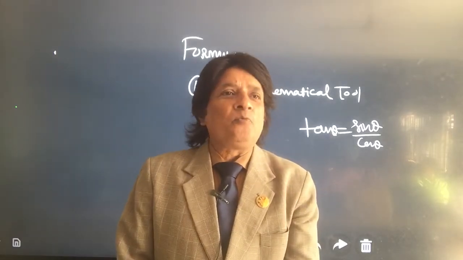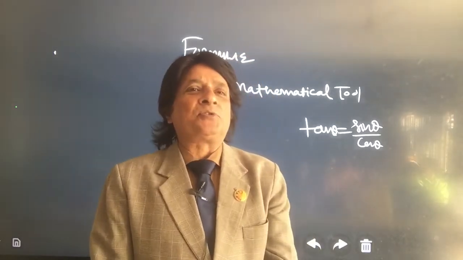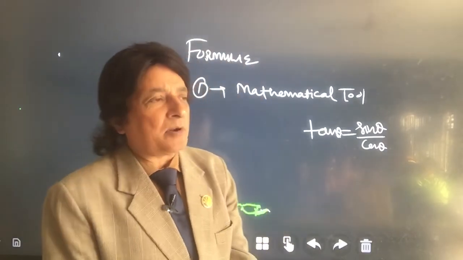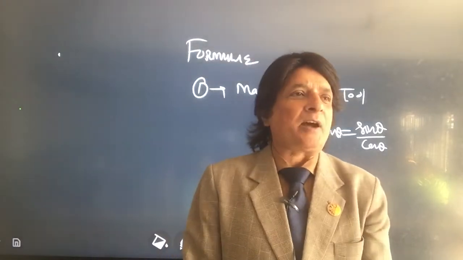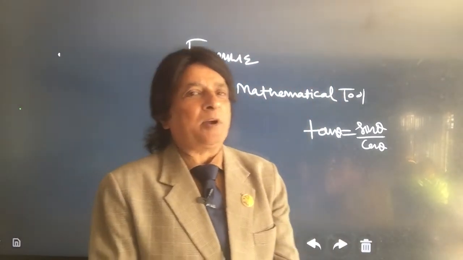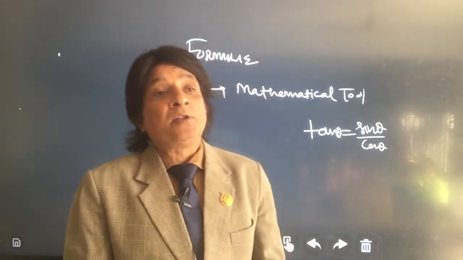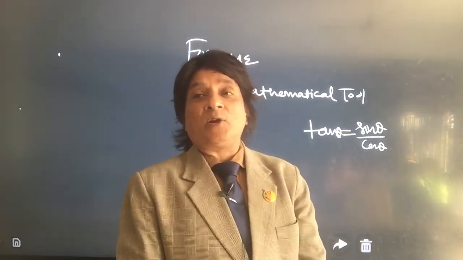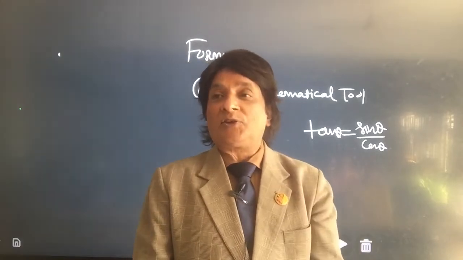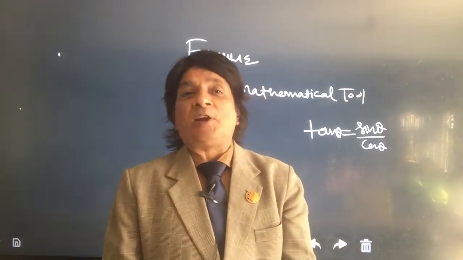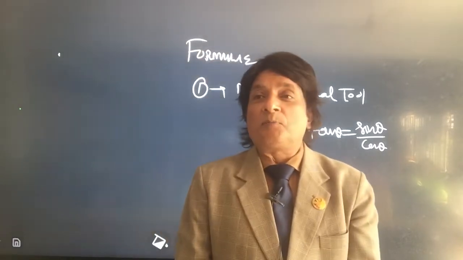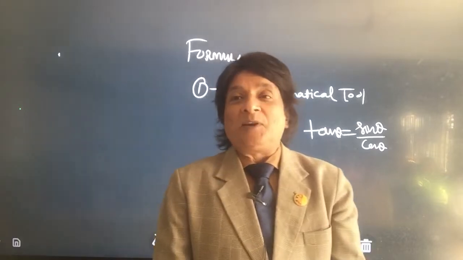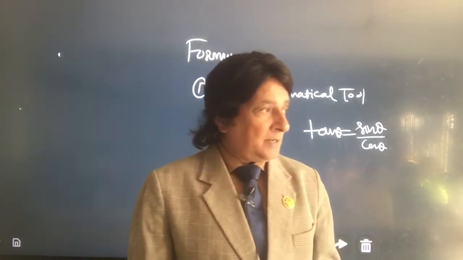After that, we move into the trigonometric formulas. You all know sine theta is perpendicular upon hypotenuse, cos theta is base upon hypotenuse, tangent theta is perpendicular upon base. Then you all know Pythagoras theorem: perpendicular square plus base square equal to hypotenuse square, correct? Then you all know sine of A plus B is sine A cos B plus cos A sine B, cos of A plus B is cos A cos B minus sine A sine B.